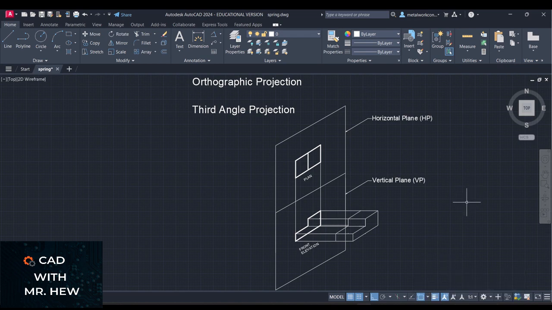In today's video, we looked at orthographic projection, then we looked at first angle projection, and we looked at third angle projection. Good job if you're following so far. And if you are not 100% there, in the next two videos, I'll be looking at first angle projection and third angle projection.